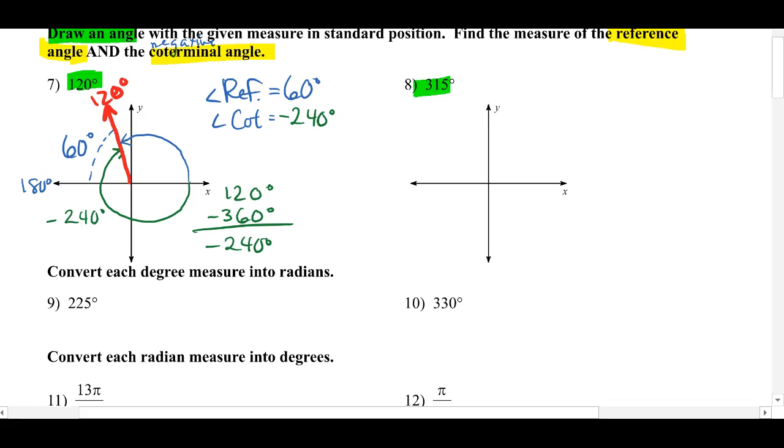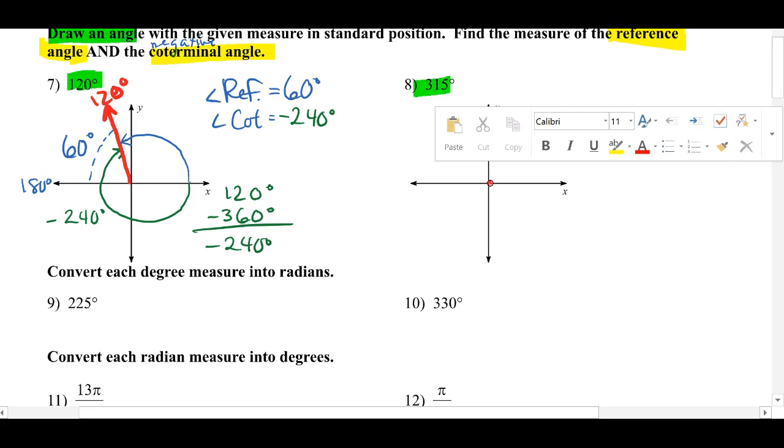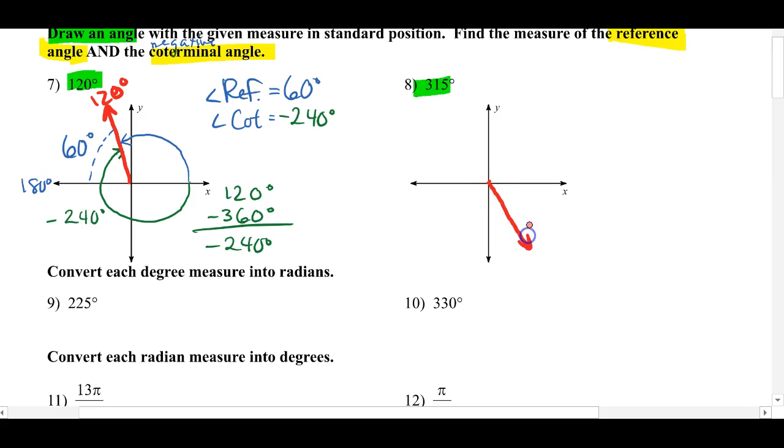So again, let's draw our 315. The 315 is in the fourth quadrant, and it's right there in the middle. And remember, you have that posted up on the board too, where 315 is, so you shouldn't get that part wrong. That's why you don't even really get points for it. You get points for the reference angle and the coterminal angle.